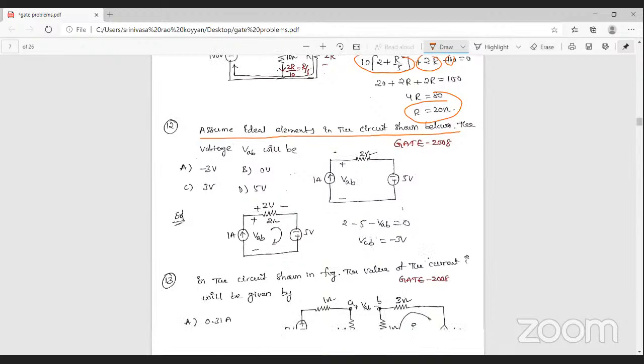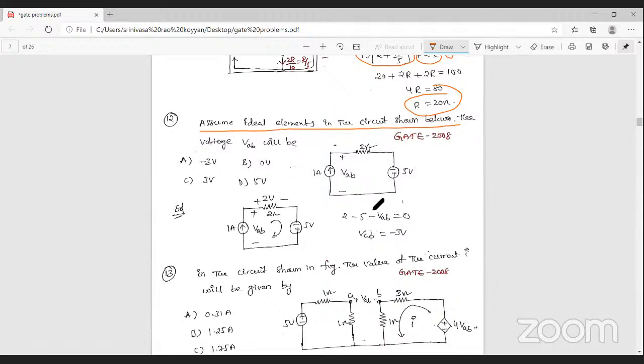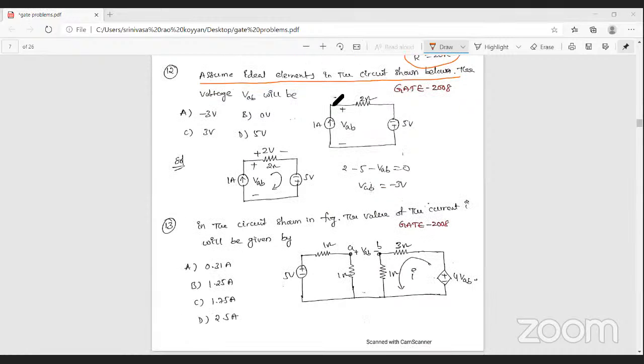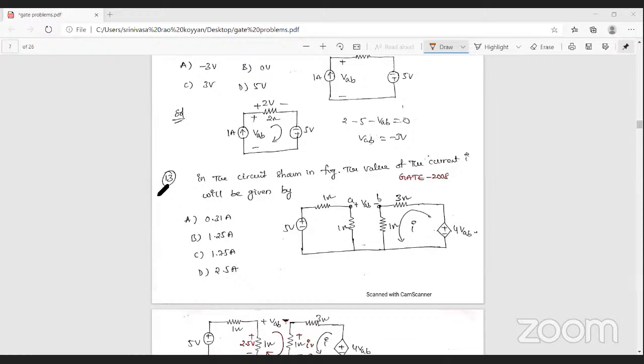Next one, problem number 13. Do you understand the concept of problem 12 and the previous problems? Are there any doubts here? All of you. Next, problem number 13.